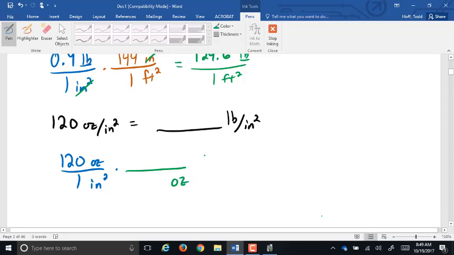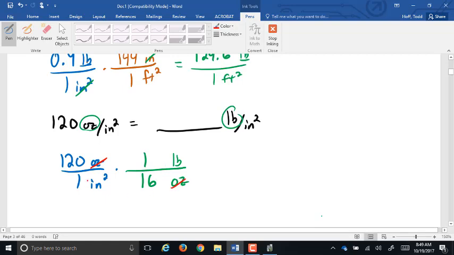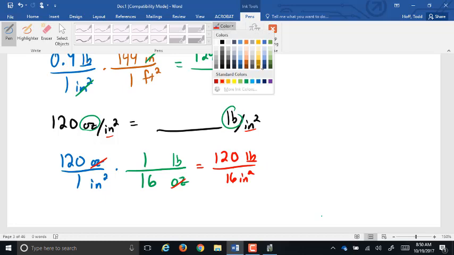And what's going to go on top of them? Careful. The ounces are going to be changed to pounds. The relationship between pounds and ounces? One pound is 16 ounces, yes. Do we need to change the square inches? No. Square inches are staying square inches. So 120 times 1 pound is 120 pounds. Over 1 square inch times 16 is 16 square inches.